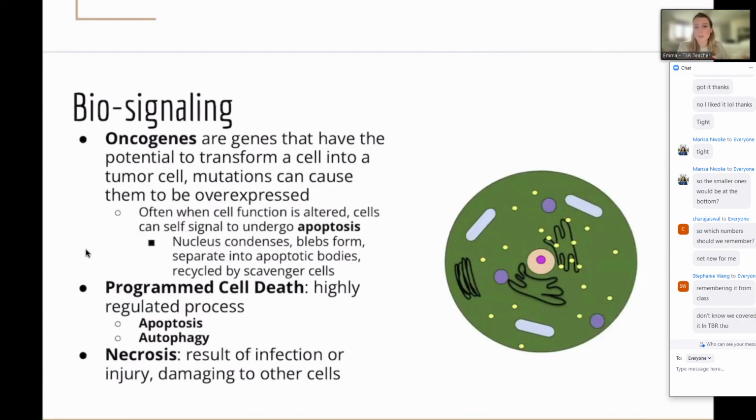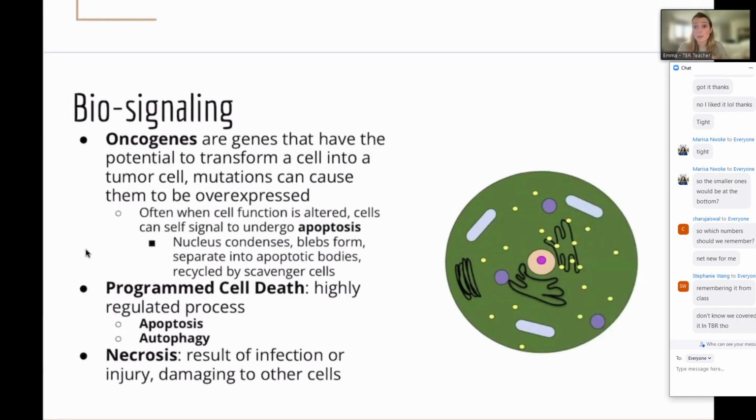The other option, which is technically quote unquote bad, but better in the long term, is that the cell is going to die. When we think about cell death, we often think of necrosis, but it's not necrosis. It's very programmed. It's going to do it in the easiest way possible.